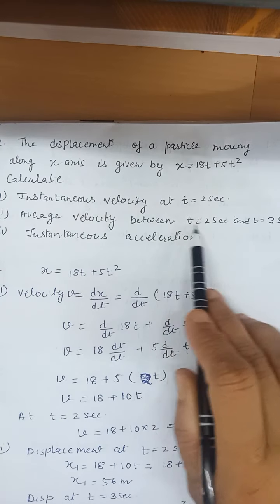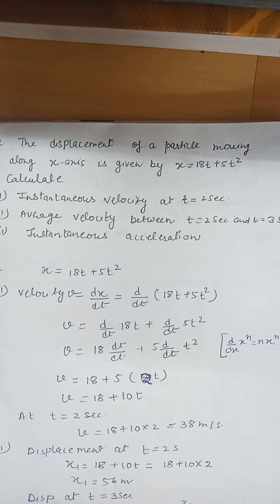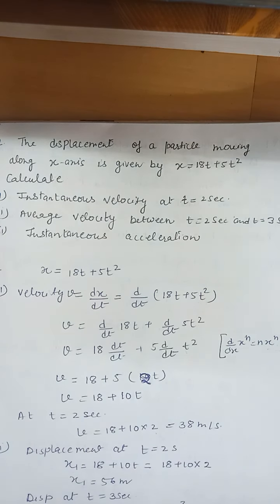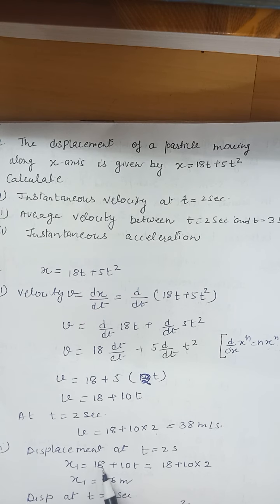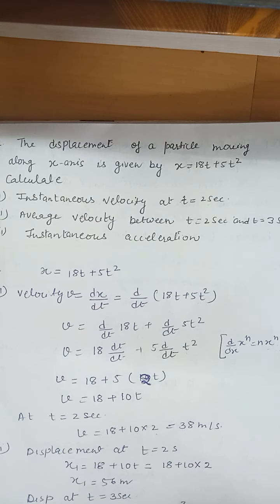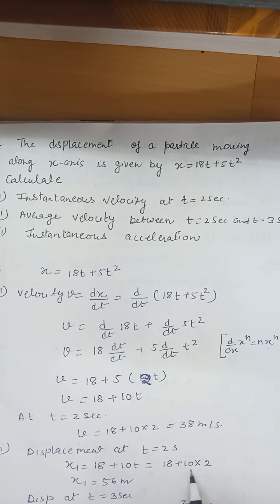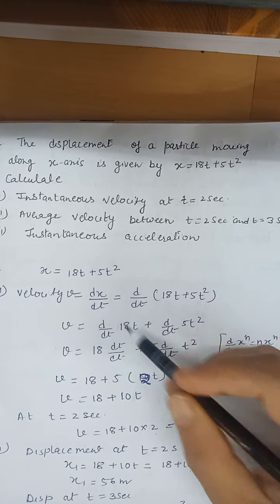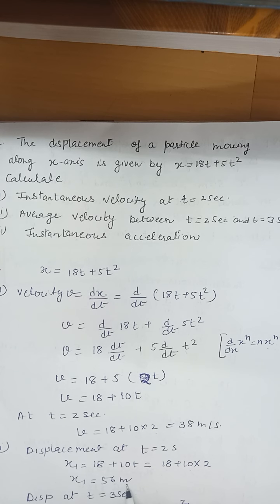Second part, average velocity between t = 2 seconds and t = 3 seconds. First you will find the displacement at t = 2 seconds. Substitute t = 2 in this equation. So you will first get the displacement, 56 meter. Clear? So in this case 56 meter is the displacement. Now the displacement at t = 3 seconds.